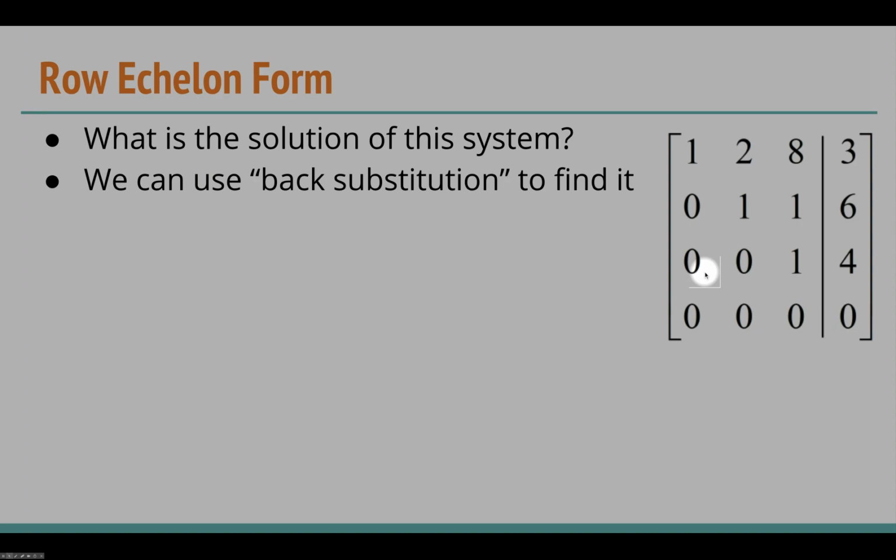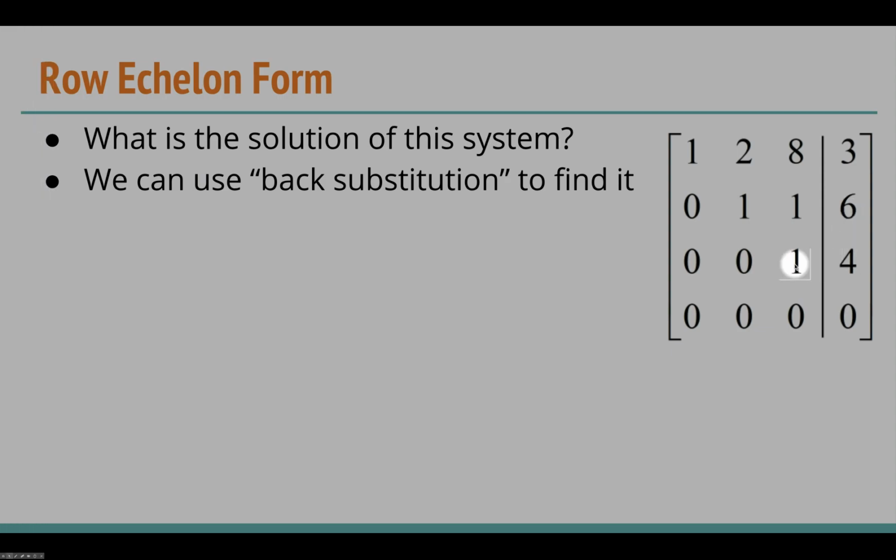But this third row tells me that 1z is equal to 4. If I know that z is equal to 4, then I can put it right up here into this second row. This tells me that 1y plus 1z is equal to 6. But if z is equal to 4, then y plus 4 is equal to 6. And then that tells me that y is equal to 2.